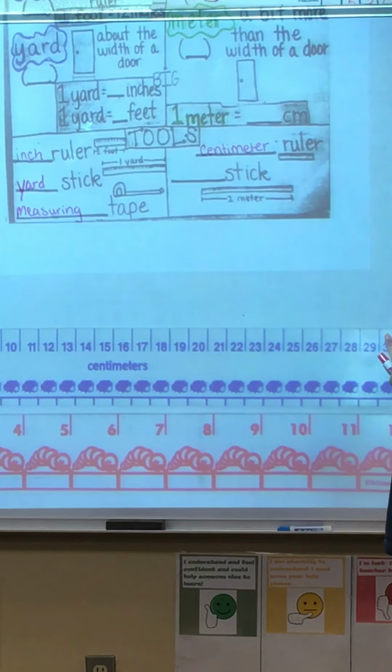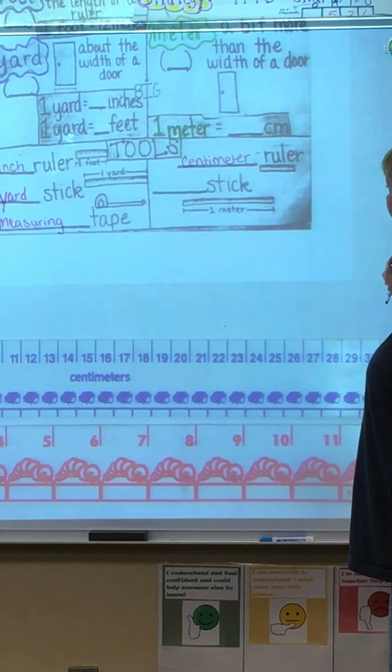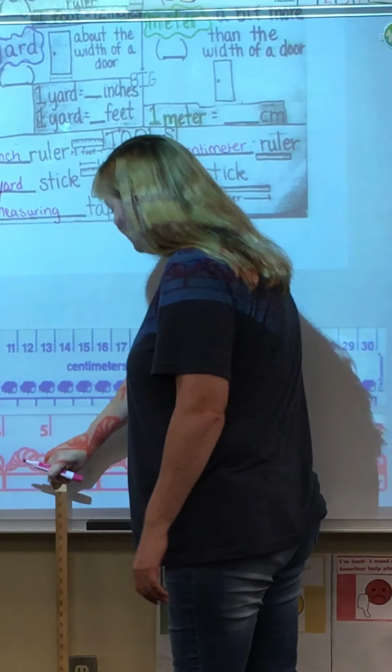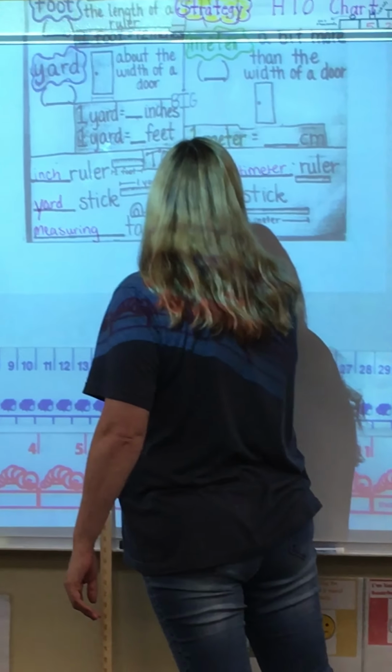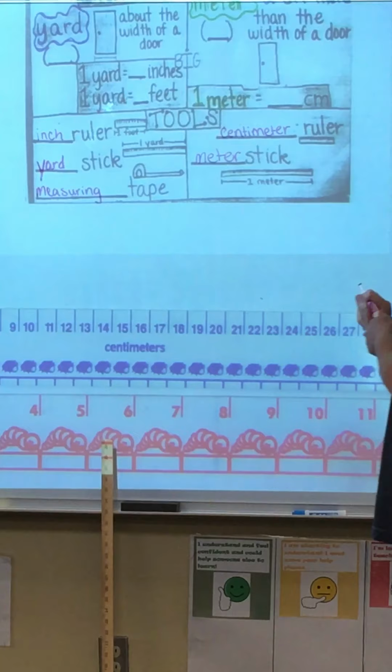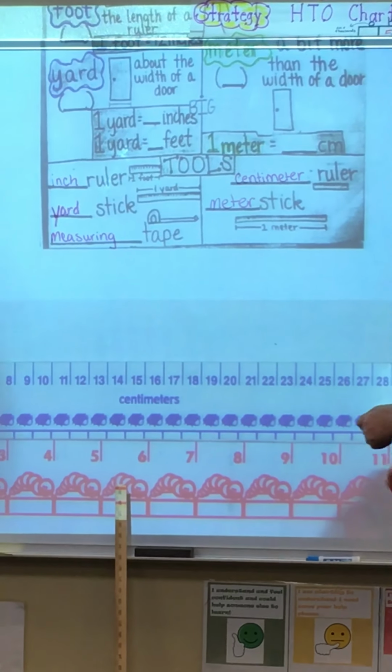Remember, it's about the size of your fingertip. And then we have a meter stick. And that's all of our tools. Alright, thank you, Miss Alford.